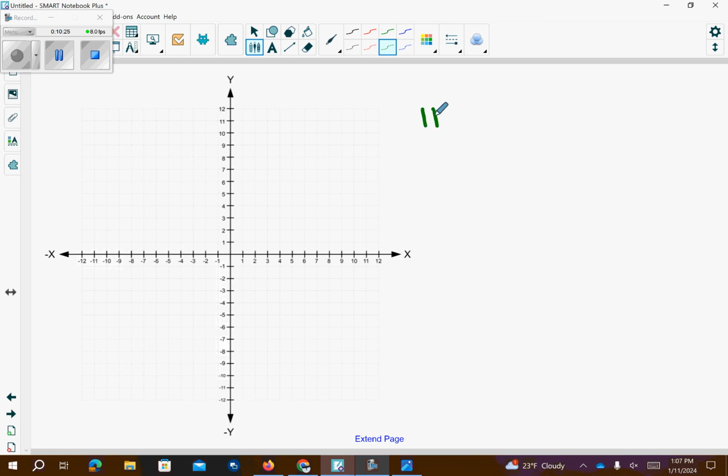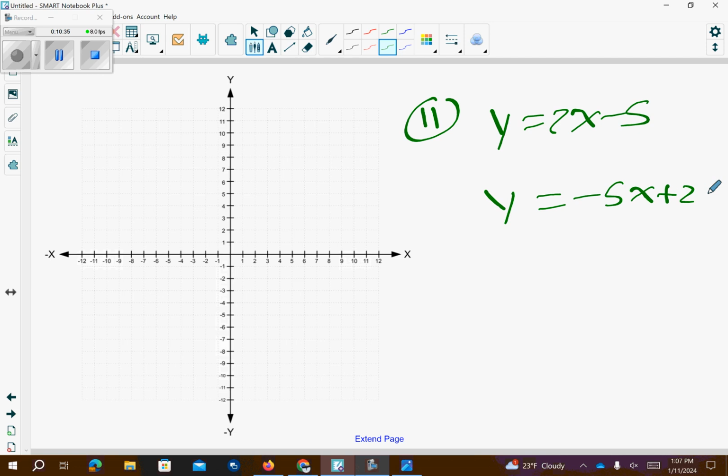Number 11, I have y equals 2x minus 5. I'm going to flip this other one over. It was 2 minus 5x, but I'm going to make it minus 5x plus 2. I just flipped it over, kept the signs the same. This has a y-intercept of 0, negative 5. It's down there. Slope of 2 over 1. So up 2, right 1.